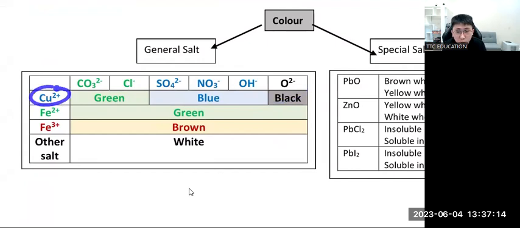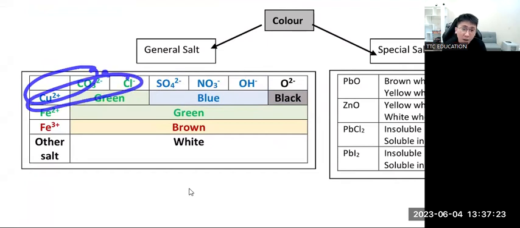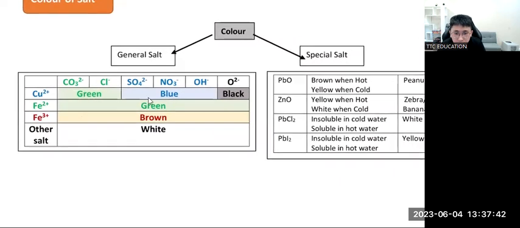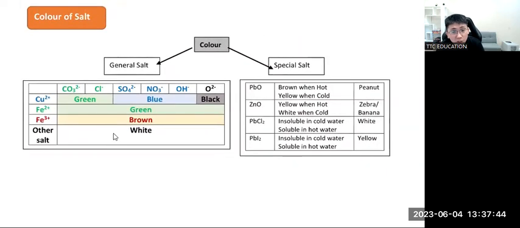It depends on what partner it has. So Cu2+ is usually blue, meaning with SO4, NO3, OH it is all blue. But if you see CuCO3, green. CuCl2 also green. Then you see CuO, CuO is black. So when you pair with a different partner, it will get a different color. This is the special part about Cu2+. Then Fe2+ is not special, confirm all green. Fe3+ confirm all brown. And then other salts are white.